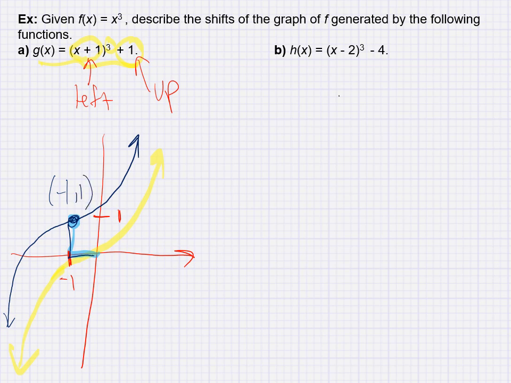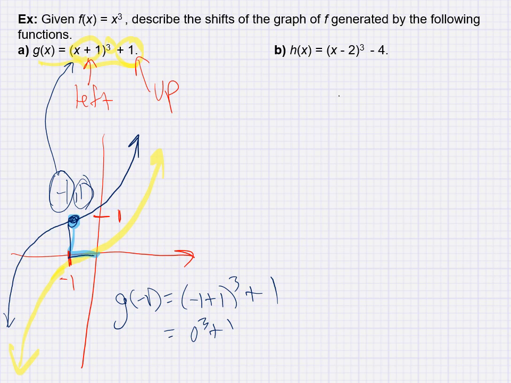Now, what should happen is I should be able to verify that this is correct by taking this x value, plugging it in here for x, and making sure that this y value comes out of the function. So if I was to find g of -1, I would get (-1 plus 1) cubed plus 1, plugging -1 into that function. And therefore, I would get 0 cubed plus 1, which would give me 1. So -1 does go to 1, which is exactly what this point says should happen. So it's a quick way to verify that I moved it correctly.